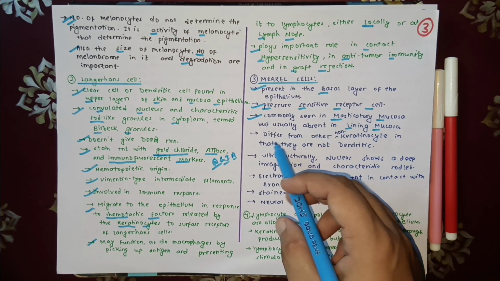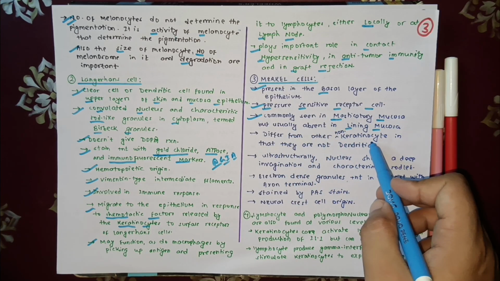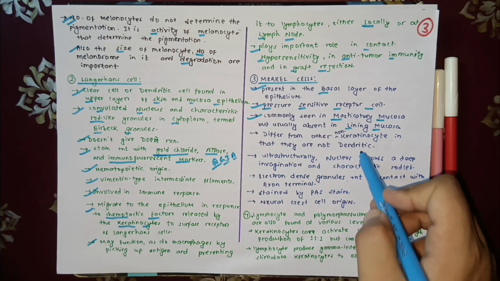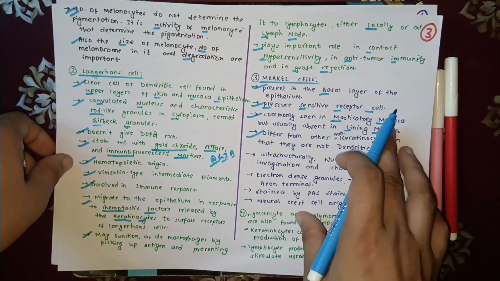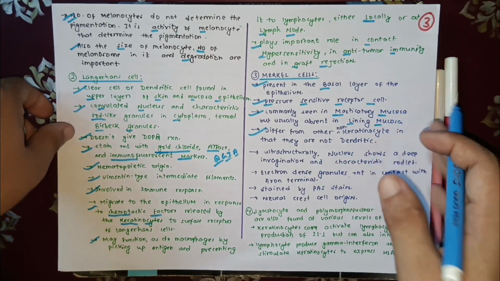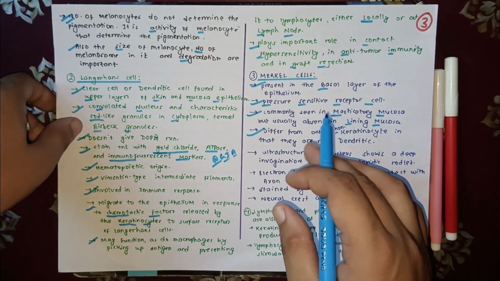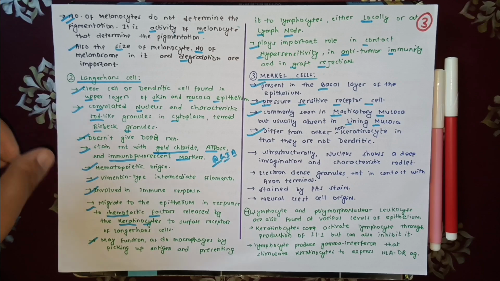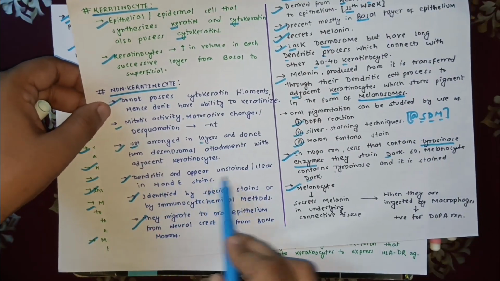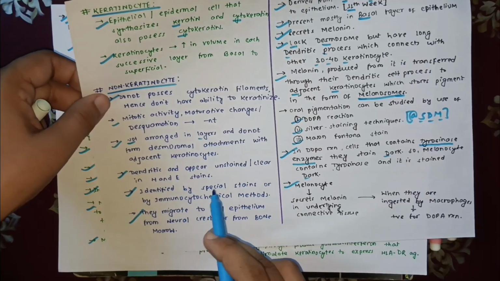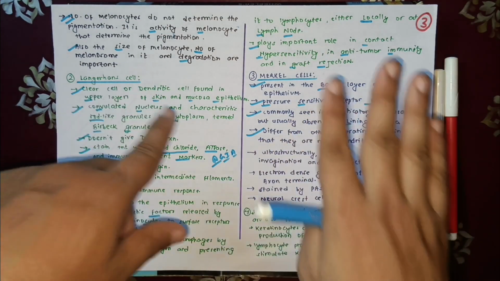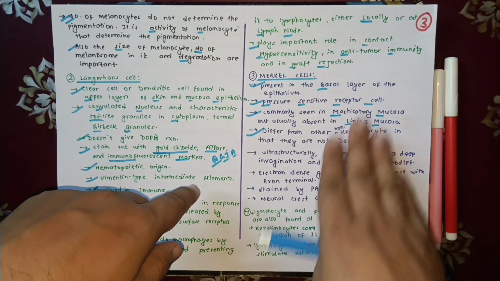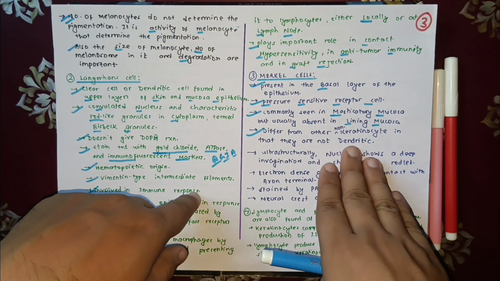In the next point, they differ from other non-keratinocytes in that they are not dendritic. This point I want to emphasize. As I told previously, in the general points on non-keratinocytes, it was written that dendritic cells can appear clear and unstained. Here, in Langerhans cells and in the melanocyte, we have a dendritic appearance, but in the Merkel cell we do not have the dendritic appearance.